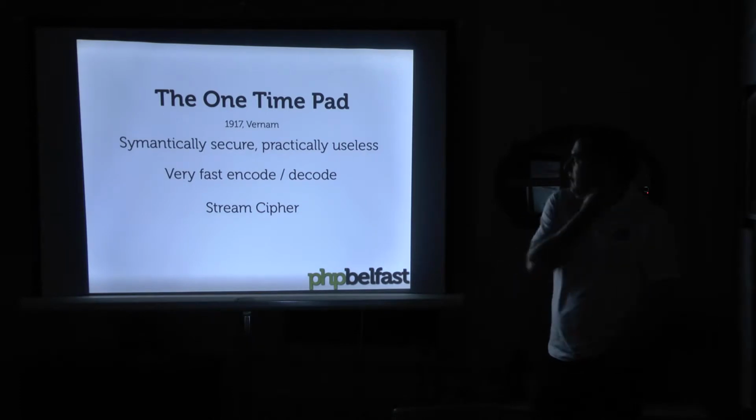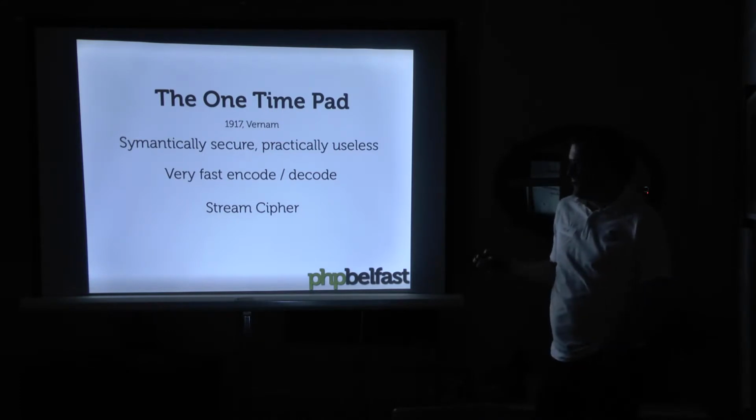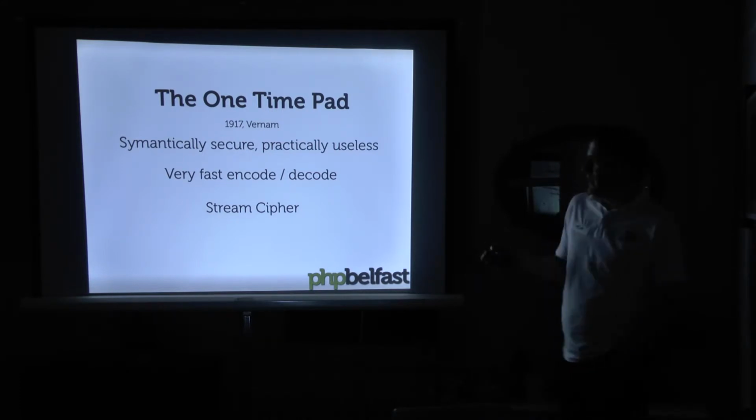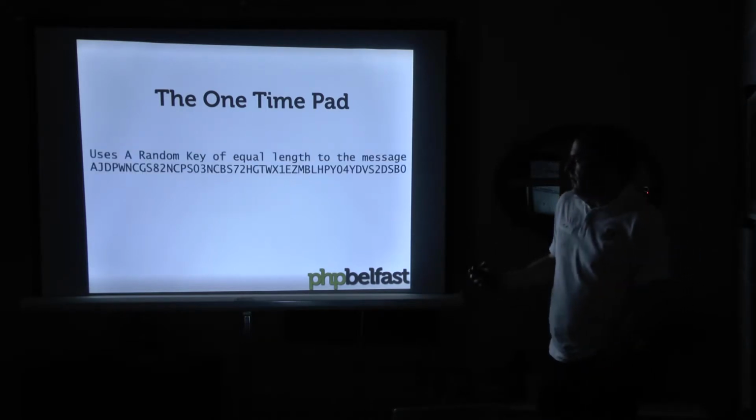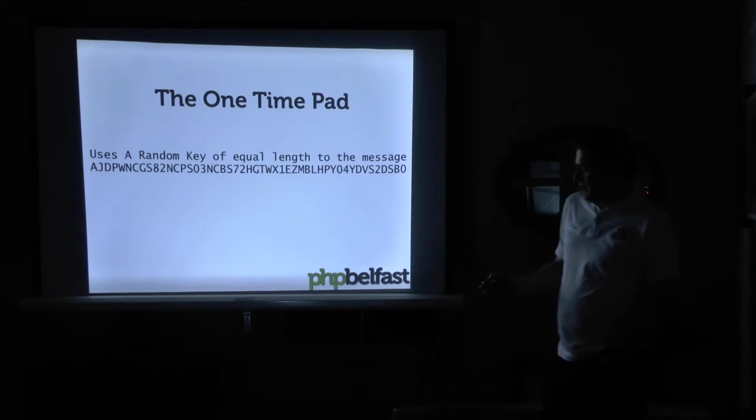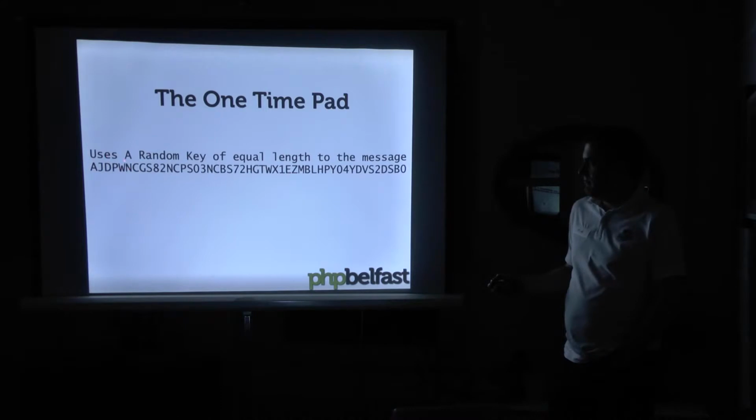The one-time pad, 1917, predating the war, is proven to be semantically secure. It's very, very fast to encode and very, very fast to decode, because it's essentially a stream cipher. The one-time pad is just a very long random string, as random as you can get, that's the exact same length as the message.